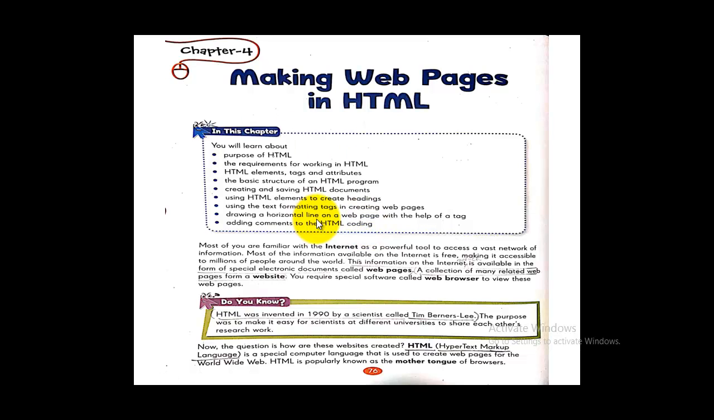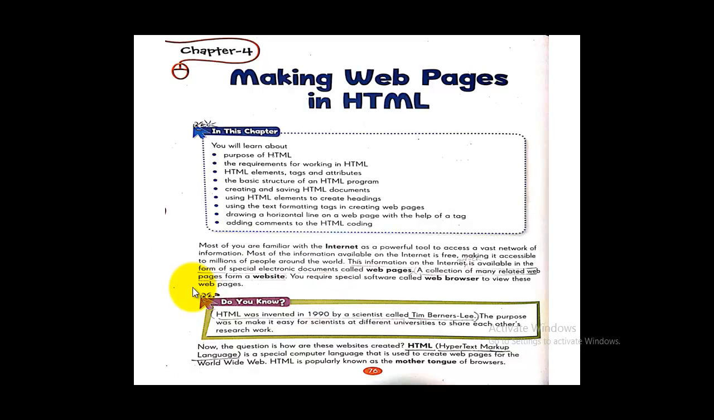Now let's continue our class with chapter number 4. Now let's start our chapter. Most of you are familiar with the internet as a powerful tool to access a vast network of information. Most of the information available on the internet is free, making it accessible to millions of people around the world. This information on the internet is available in the form of special electronic documents called web pages. A collection of related web pages forms a website. You require special software called a web browser to view these web pages.